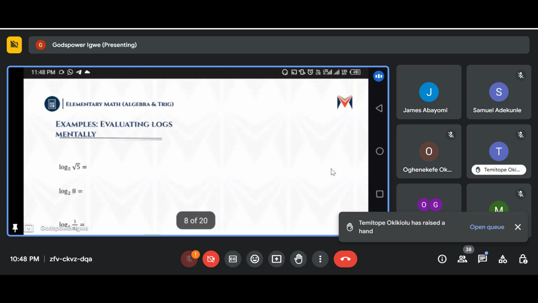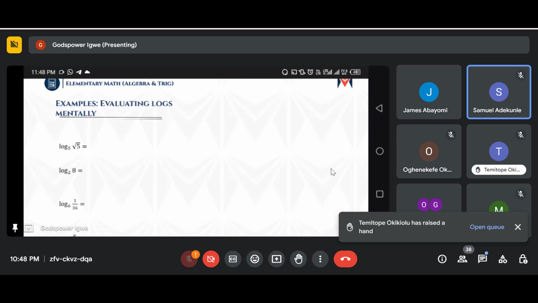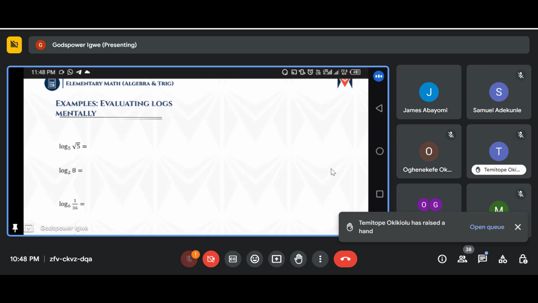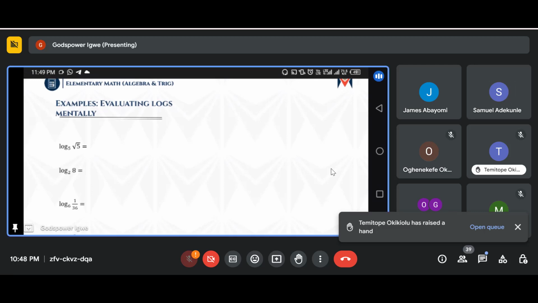These other ones are just to transfer, like log 2 of 8, which is the same thing as log base 2 of 2 raised to power 3. Can we solve these particular questions? Yes, sure, we can solve them. Please give me the answer of the first one. Log 5 raised to power 5 is 1 over 2, right? Yes, sir.